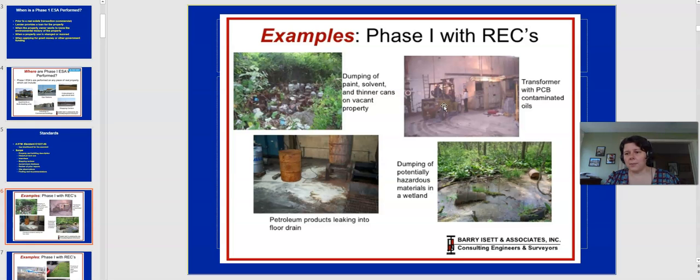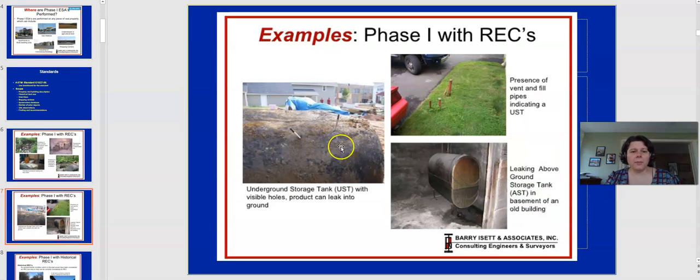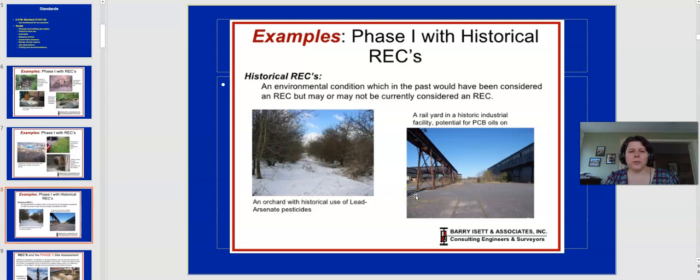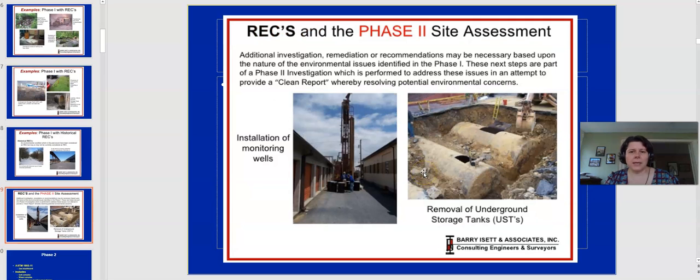So these are the kind of examples of what you would find. You might find old underground storage tanks, some vents, some aboveground storage tanks, and basements and stuff. So a lot of things can be on the site. For Phase 1, you look at any historic site. This orchard used historic lead arsenate pesticides, so knowing that was always important. This rail yard that's abandoned now used PCBs in the oils. So you have to look at the historic sites.